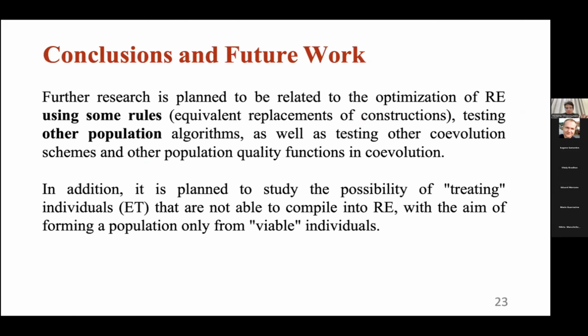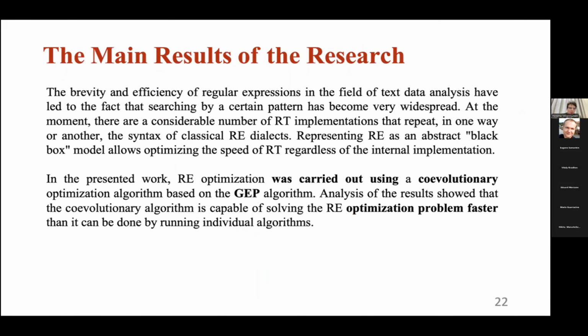The main results of the research: in the presented work, regular expression optimization was carried out using a coevolutionary optimization algorithm based on the gene expression programming algorithm. Analysis of the results shows that the coevolutionary algorithm is capable of solving the regular expression optimization problem faster than it can be done by running individual algorithms.